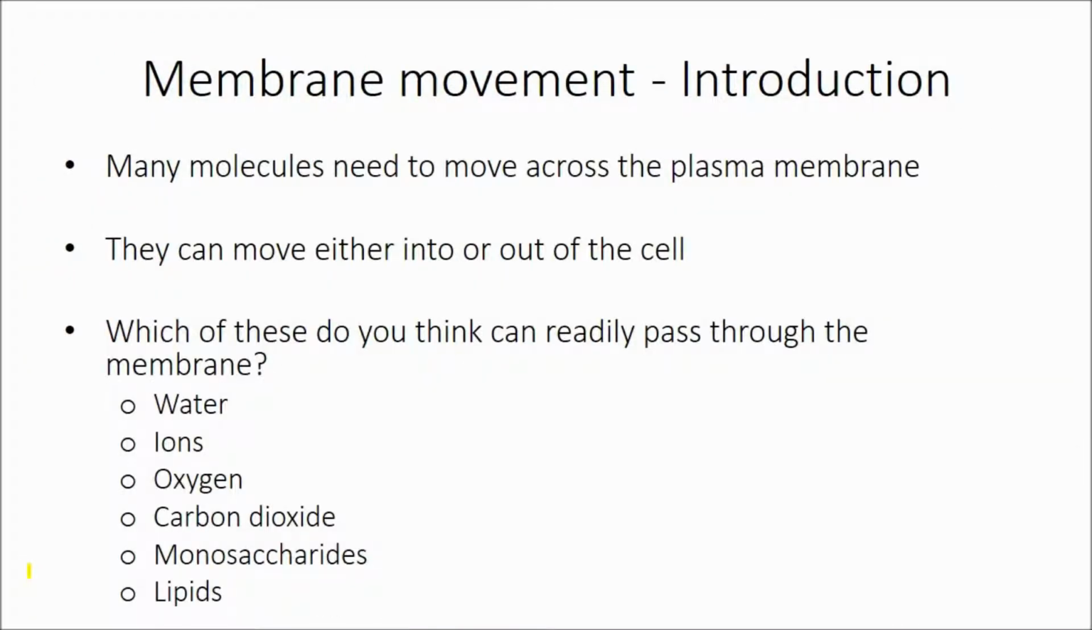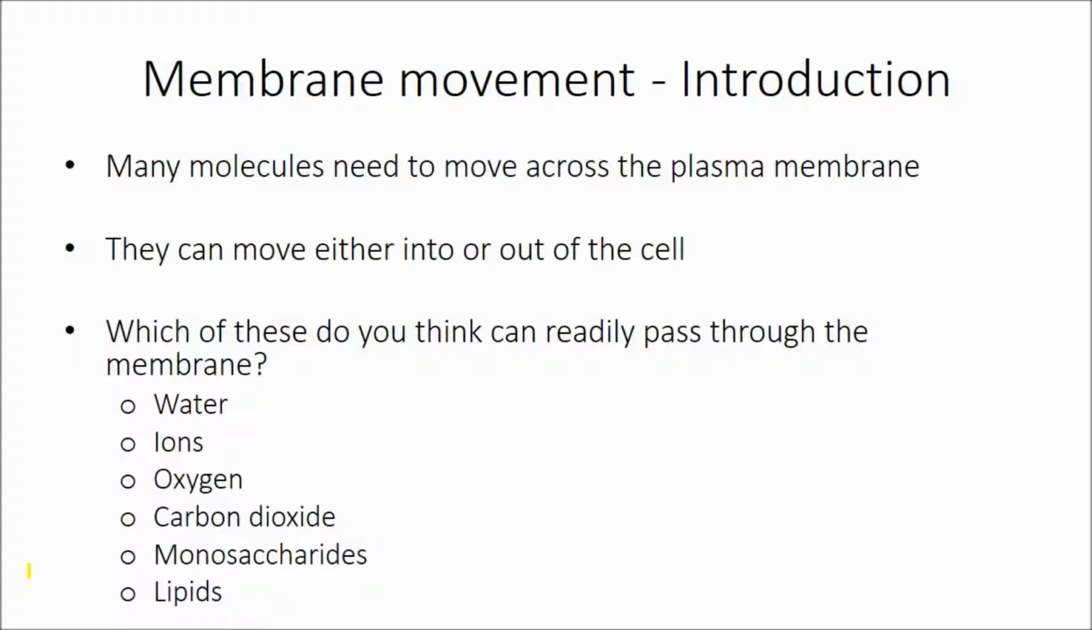Now moving on to our membrane movement portion of this week's video, we're going to be talking about how molecules actually move across the plasma membrane. Many different types of molecules are able to move across the plasma membrane into or out of the cell. Take a moment to answer the question on this slide: what kind of molecules do you think are able to easily cross through the plasma membrane? Of the selection, we've got water, ions including potassium or sodium, oxygen as O2, carbon dioxide, monosaccharides such as glucose, and lipids.